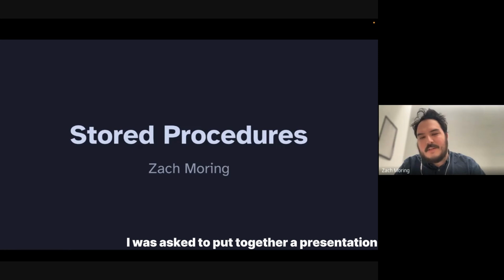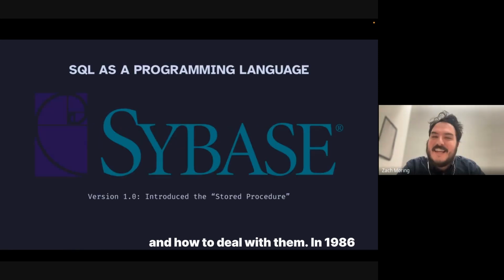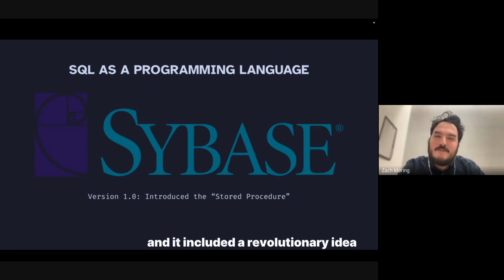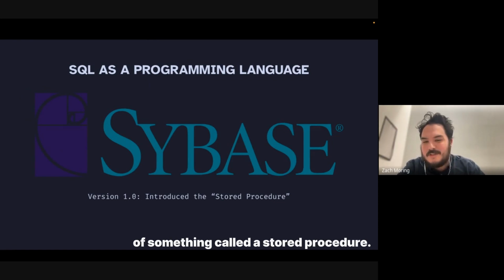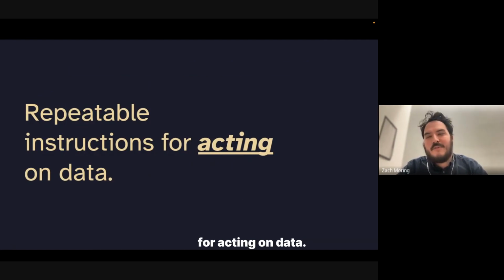I was asked to put together a presentation that goes over what stored procedures are, when they're useful, and how to deal with them. In 1986, Sybase released version 1.0 of their product, and it included a revolutionary idea of something called a stored procedure. A stored procedure is a repeatable set of instructions for acting on data.